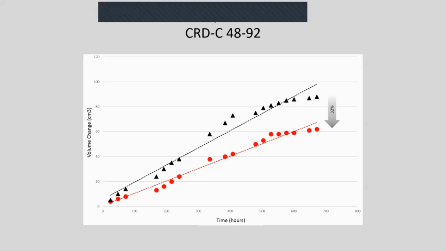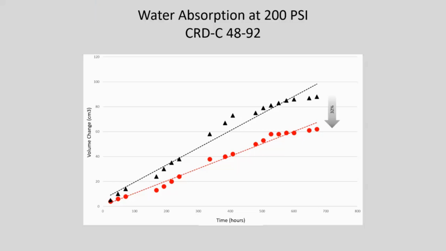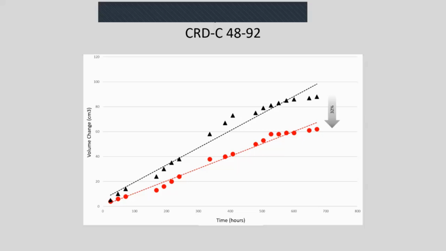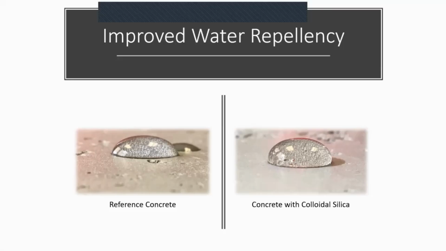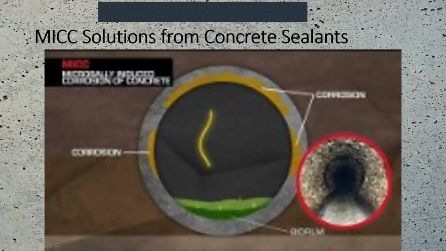This particular example is concrete of high quality that would normally have good resistance to moisture, and the colloidal silica can actually reduce that even greater. In this case, 32% more reduction of water penetration at 200 psi pressure. And then, as we talked about, the ability for the bacteria to attach to the walls is reduced when there's repellency of moisture on the water layer, so the colloidal silicas can help with water repellency and the reduction of the tension of water on the surface.